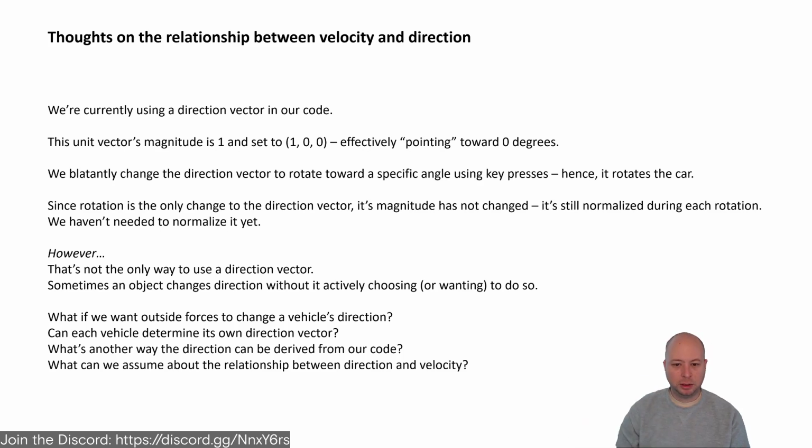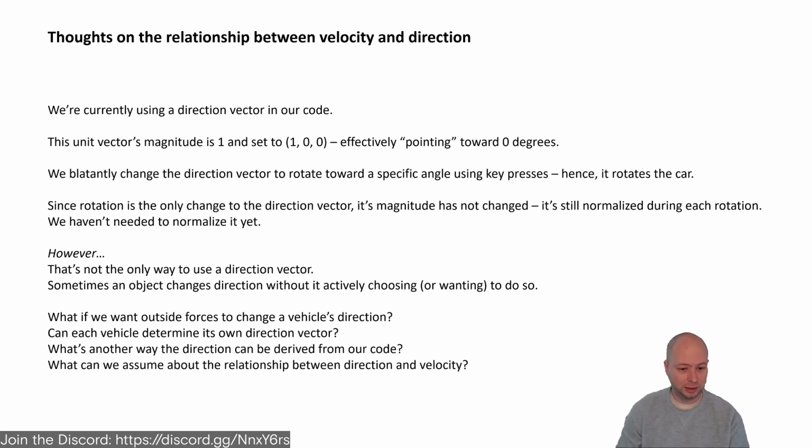But since the rotation is the only thing that's changing, its magnitude hasn't changed. It's still normalized during the rotation, so we don't need to normalize it yet. That's not the only way to use a direction vector. Sometimes objects can change direction without actively choosing to, for example, with a force being applied to them.